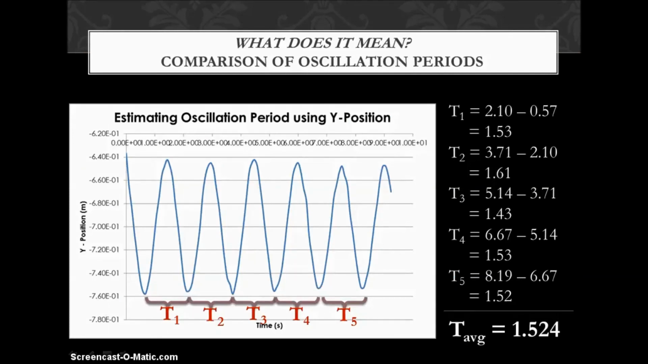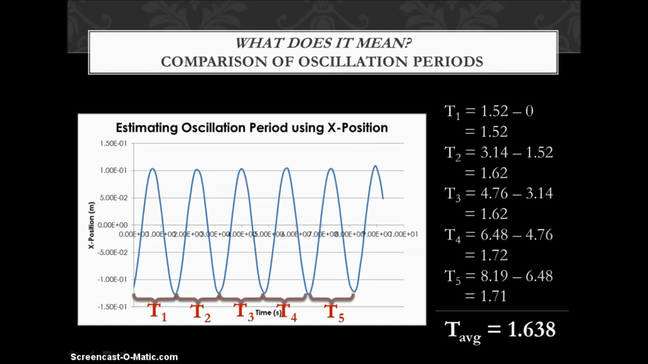The second what does it mean question involves a comparison of the oscillating period of a spring given x positions to the period given y positions. After calculating the period, or the time to complete one cycle, the average period given y positions was 1.524 seconds. Repeating this process for the x positions, the period was found to be 1.638 seconds.